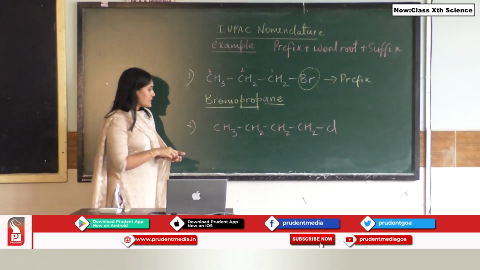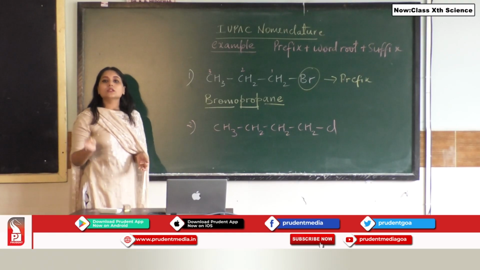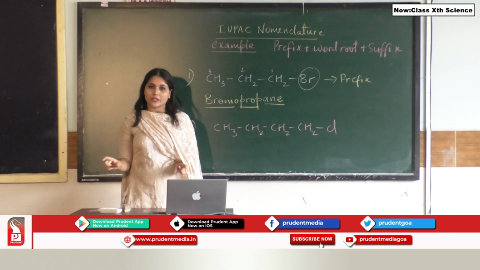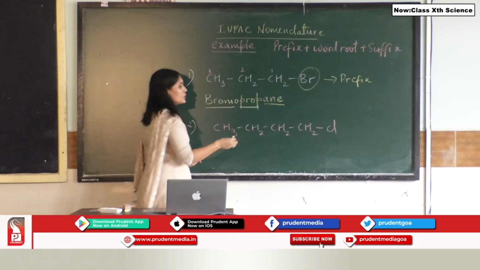Okay, so this is another example. Again, your first step, if you want to name the compound, is to count the number of carbon atoms in such a way that you get the longest chain. Do not consider the carbon from chlorine, I repeat again. So we are going to start numbering.